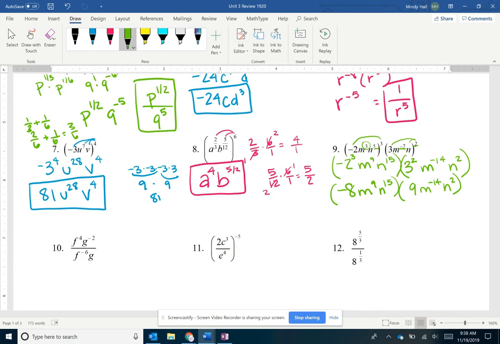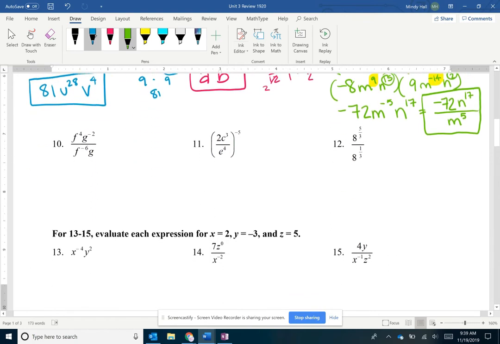So negative 8 times 9 gives me negative 72. And then with the exponents, we're going to add them. So 9 plus negative 14, or 9 minus 14, would give me m to the negative 5, because 9 plus 5 is 14. And then with n, we would have 15 plus 2, which is 17. So then, even though all of this is pretty well simplified, we do have to take care of this negative 5. So in order to write that in an equivalent form, we would have negative 72 n to the 17th over m to the 5th. And again, that negative 5 becomes positive when you move it to the denominator.